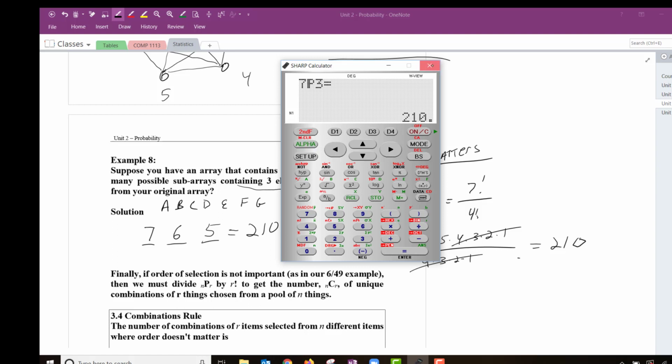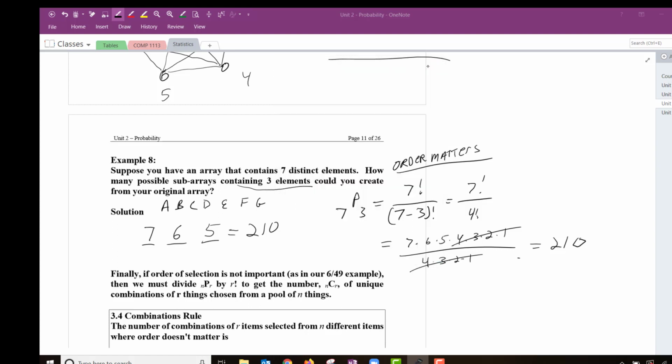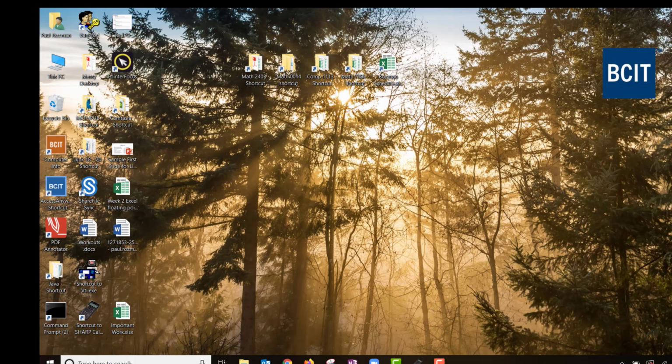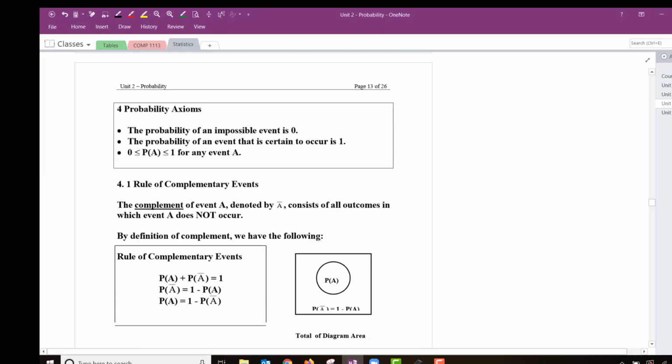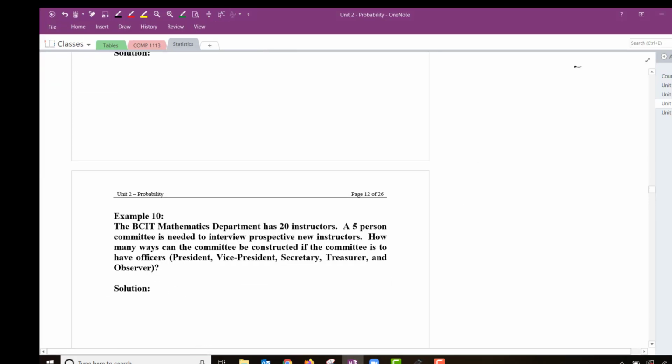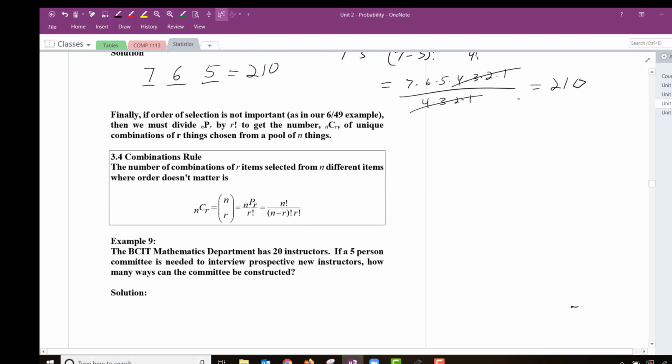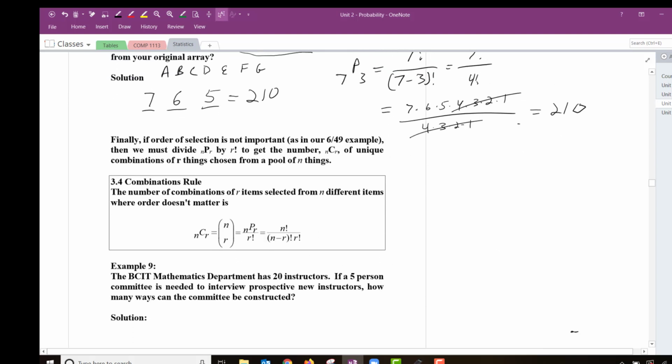I'll assume that you knew how to use your calculator to get there. When we did the 649 example, we had to divide our 10 billion ways by 720, the number of ways of arranging a group of 6. That turns out to be the combinations rule.